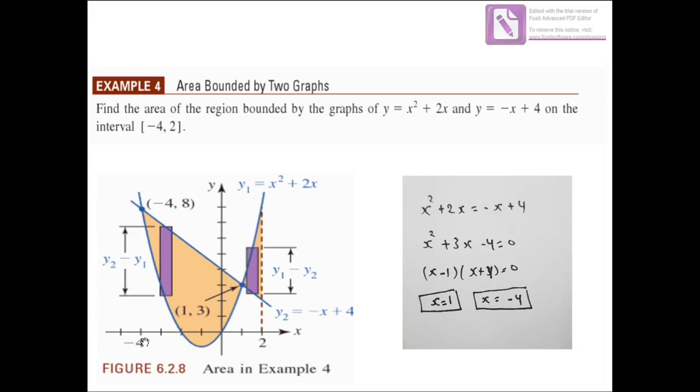integral from -4 to 1, we see that the upper graph is this line, which is -x plus 4. But the lower graph is this one, which is x squared plus 2x. But for the interval from 1 to 2, we see that the upper graph is this one, which is x squared plus 2x, and the lower one is -x plus 4. So for the integral -4 to 1, we will take -x plus 4 minus x squared minus 2x, and for the interval from 1 to 2, we will take x squared plus 2x minus x plus 4.